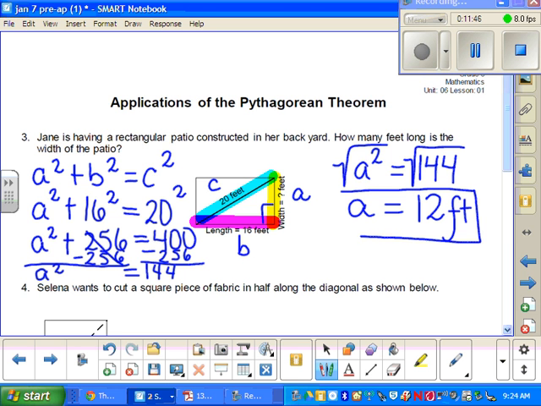Now let's make sure it makes sense. Is it smaller than 20 feet? Yes. So I know 16 squared plus 12 squared is going to give me 20 squared, and that gives me the width of my rectangle.